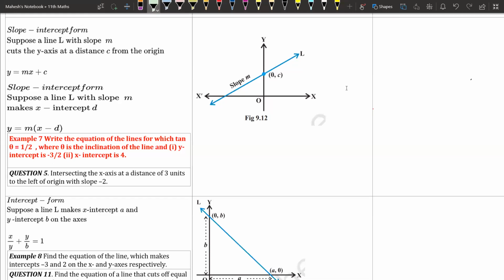We are doing example 7. It says write the equation of a line, or the lines here can be more than one, where tan theta is equal to half, that is theta is the angle of inclination, and number one, the y-intercept is minus 3/2. Now we'll be applying this. As we can see, what are the things we know in this question? We know c, as I told you, c is the y-intercept, which is given as minus 3/2.